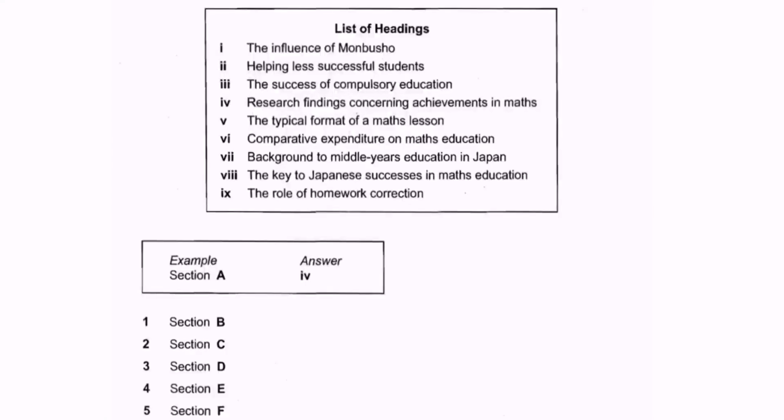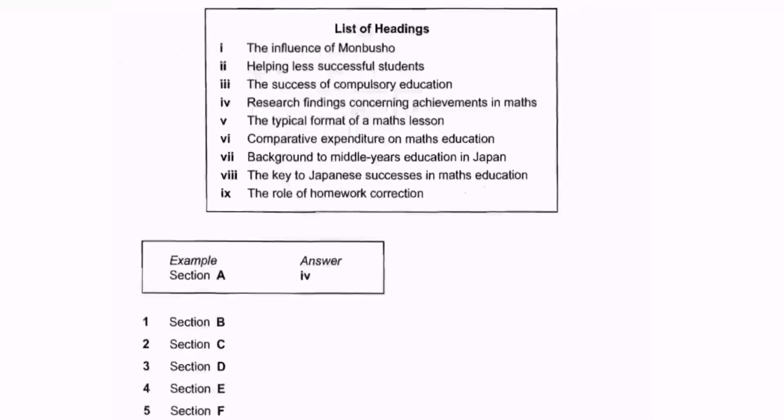First, we have to read the headings in the list. Heading number 1, the influence of Mount Busho. Mount Busho and influence are the keywords. So heading number 1 is the effect of Mount Busho. Heading number 2, helping less successful students. Helping and less successful students are the keywords. So heading number 2 is about helping those students who are not performing well.